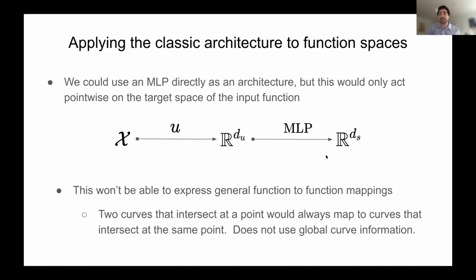And so surely we shouldn't expect that this is going to be powerful enough to approximate operators that otherwise might be looking at the entire curve, and it might send two curves that intersect to two curves that don't intersect. That's not going to be possible with this kind of pointwise transformation.